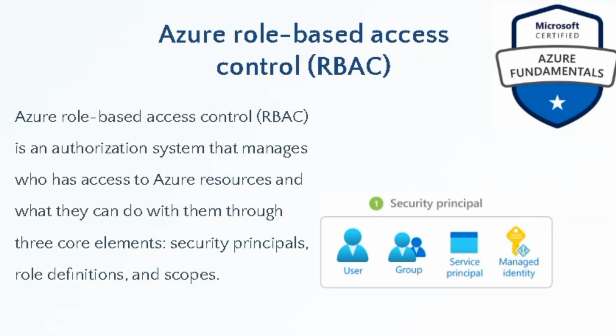Azure role-based access is basically an authorization system that manages who has access to Azure resources and what they can do with them through 3 core elements, which are security principals, role definitions, and scope. Think about it like they're going to give you access based on your role. So for your AZ-900, remember this: you get access based on the role you perform.